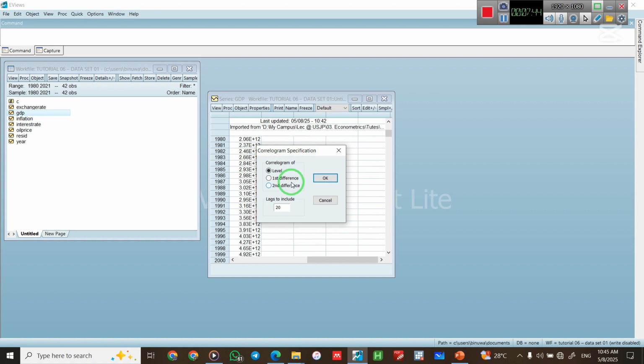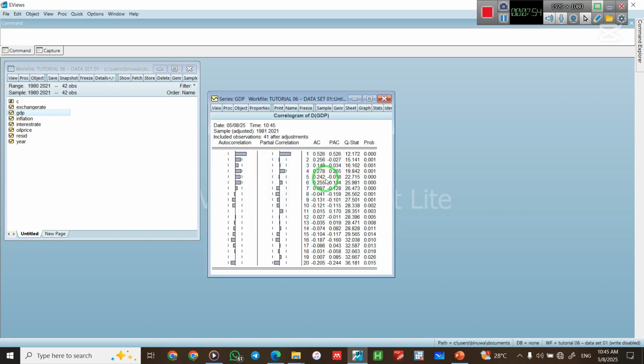Now previously we have identified that the GDP becomes stationary at its first difference, right? So I will select the first difference here and then press OK. So now we have determined the appropriate MA model for GDP. Previously in the AR model, the appropriate AR order was determined based on the partial autocorrelation, but now in the MA model, the appropriate order of the MA model is determined based on the autocorrelation, right?